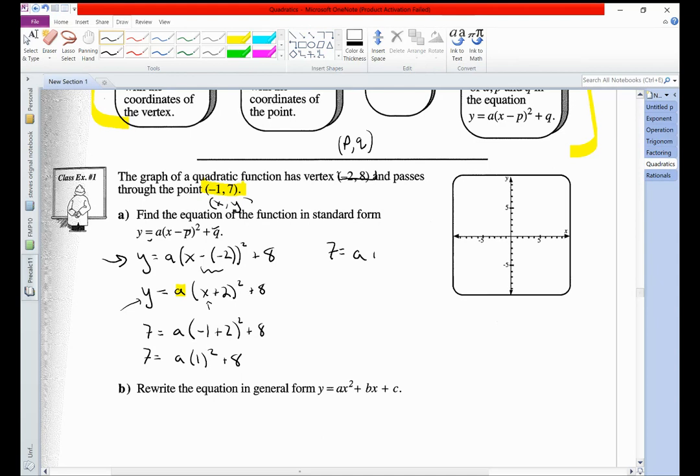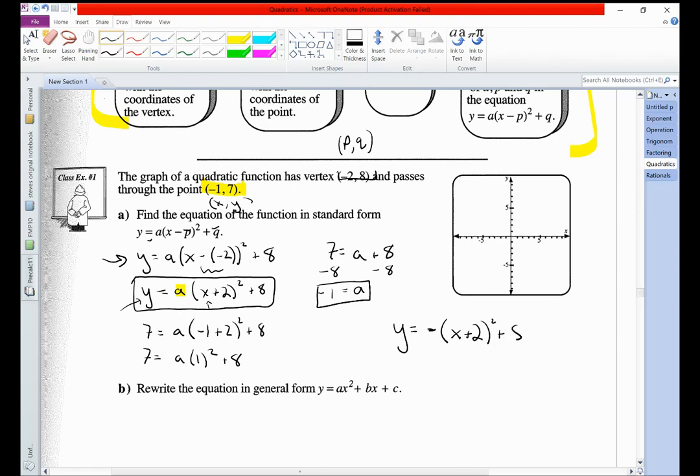1 times a is just a. So we have 7 is equal to a plus 8. I can subtract 8 from both sides, and I have a is equal to -1. Now that I know the a value, I can go back to my original equation and rewrite it with that a value. So now I'm going to say y is equal to negative, and I'm not going to put the 1, we don't have to put the 1, we know it's there, negative (x plus 2) squared plus 8. And that's our equation. It's important that we find the a value.